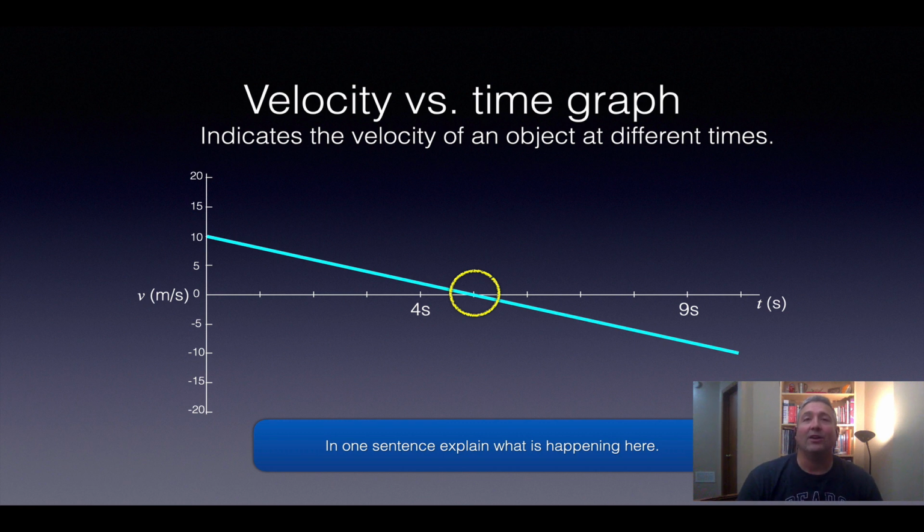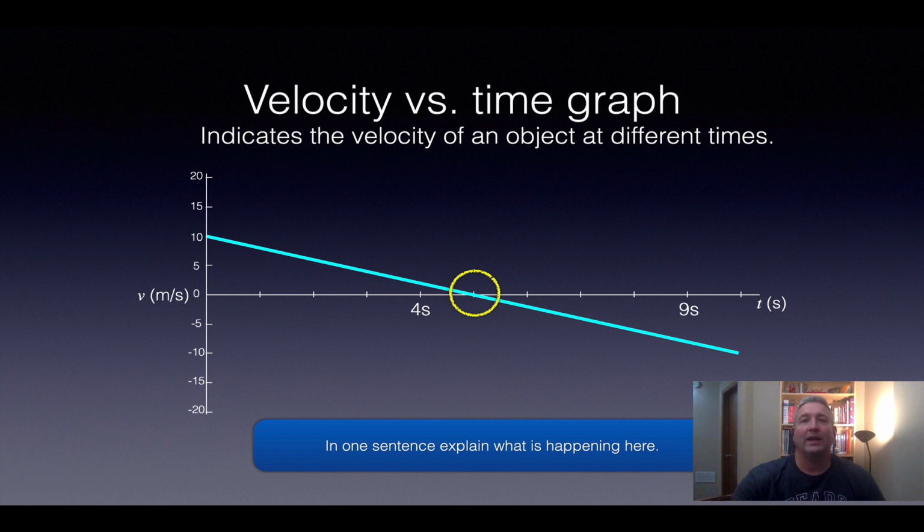So we can't say over the 10 seconds that this is slowing down or speeding up because it's doing both. So we have to be aware of that. If we look at the times that are marked, the 4 seconds and the 9 seconds, when is it going faster? Well, it's going faster when it's farther away from the axis. So at 4 seconds, it's actually going 2 meters per second in the forward direction or the positive direction. At 9 seconds, it's going negative 8 meters per second. So it's actually going faster at that point, but it's going in the opposite direction.